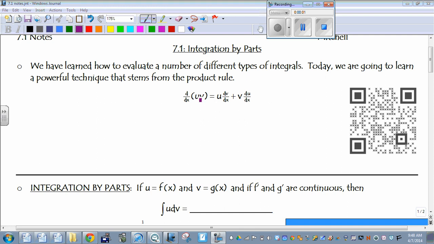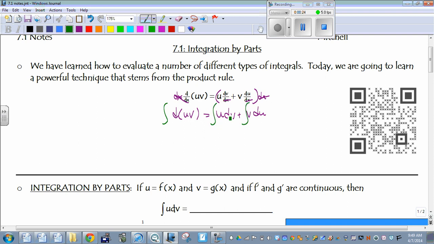So for this, the first step we're going to do is multiply both sides by dx, and it's going to cancel out all of these dx's here. We're left with the derivative of u times v equals u dv plus v du. And then we're going to take the antiderivative of each side.